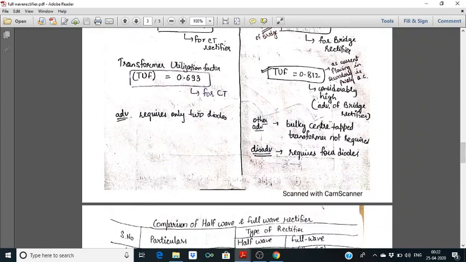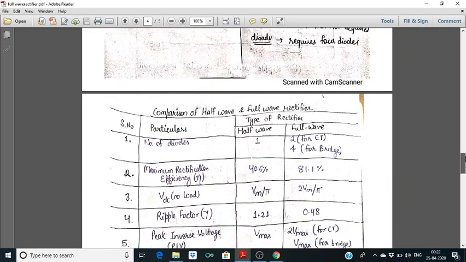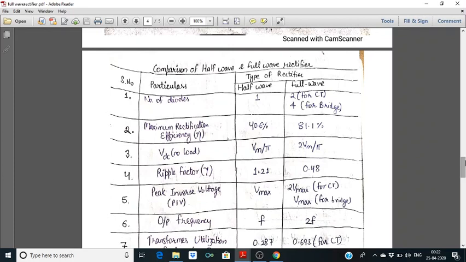Now transformer utilization factor is 0.693 for center tap, while for bridge rectifier it is around 0.812. So this is another advantage of bridge rectifier, that its transformer utilization factor is high. Another advantage of bridge rectifier is that it does not require a bulky center tap transformer. The only disadvantage of bridge rectifier is that it requires 4 diodes, while only 2 diodes are required for center tapped rectifier.